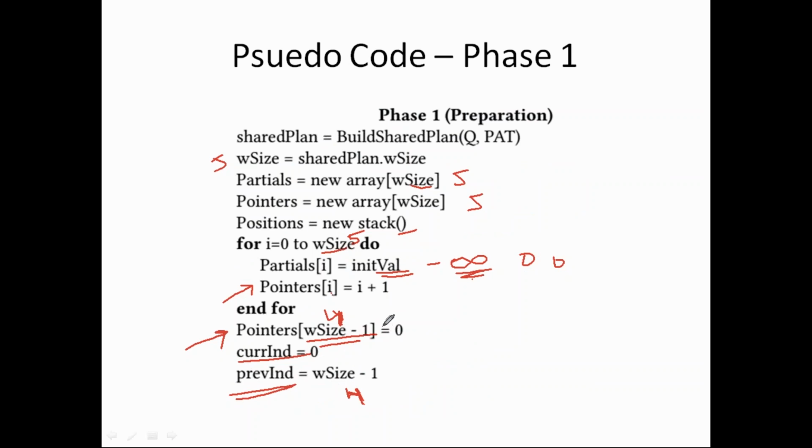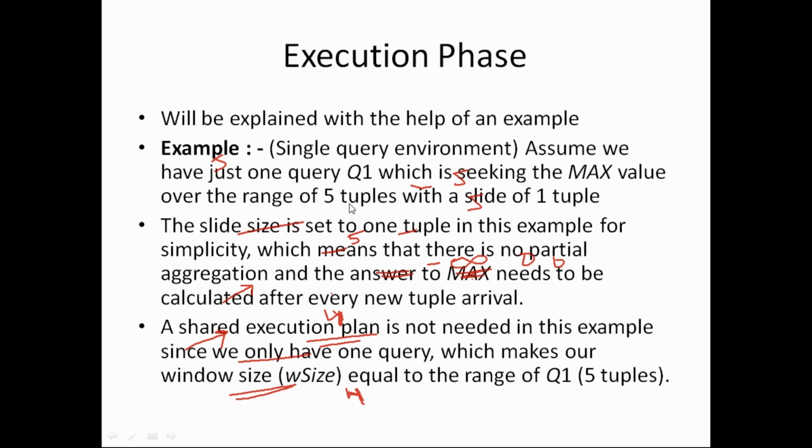Okay, so phase 1 is over now. There is no looping here. This is just initialization of current index, previous index, the filling of partials and the pointers. And the position is empty right now. Clear? Now comes the execution phase.